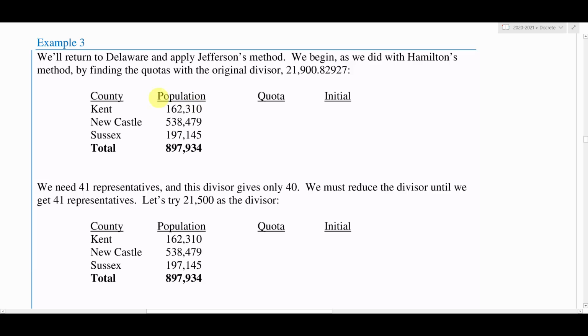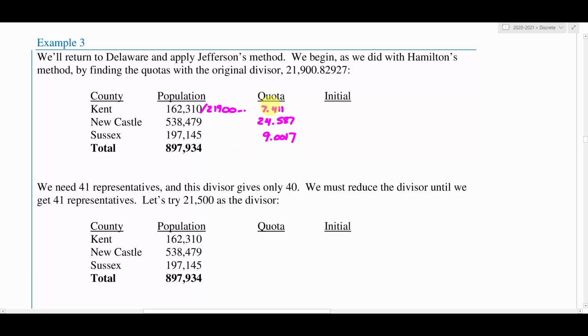The way that we find the quotas is no different. We take the population of each county and divide by our divisor, the 21,900 with all the decimals. We should get the same quotas that we got before. So we'll have 7.411, and then for Newcastle, we would get 24.587. And then when we find the quota for Sussex, we should get 9.0017. And then we do exactly what Hamilton did.